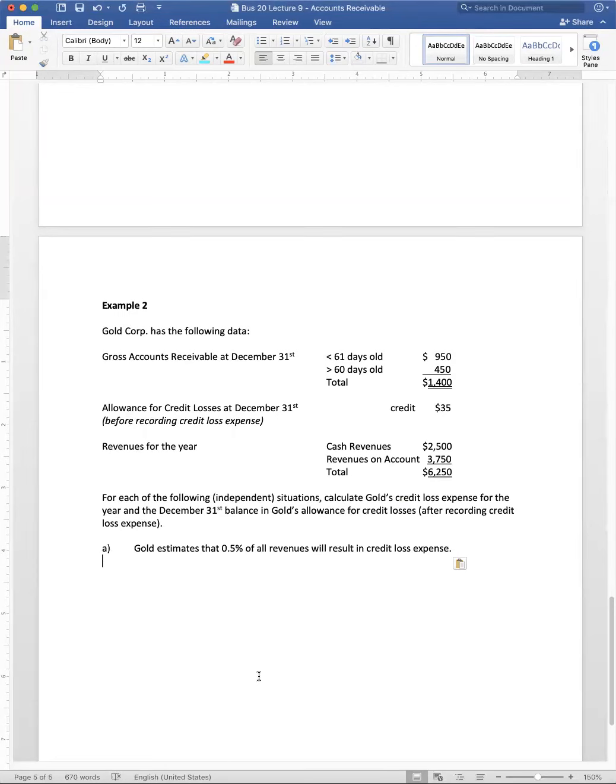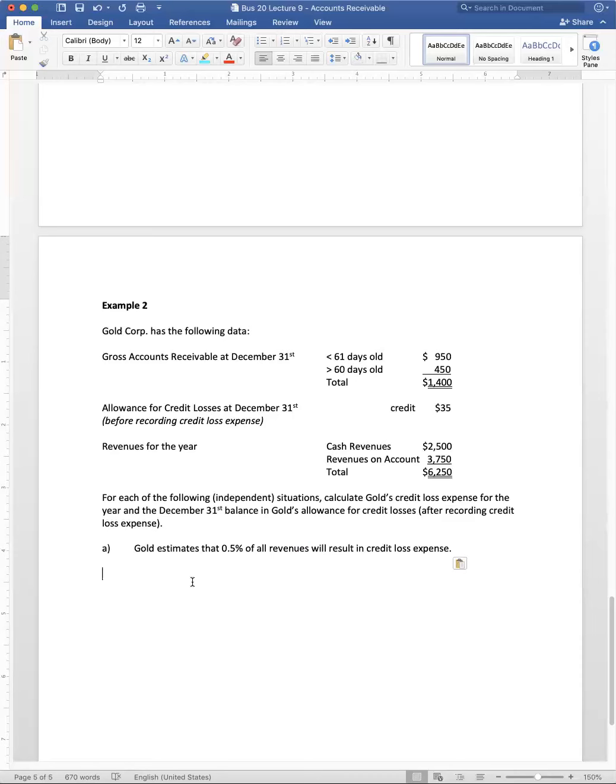When you get a receivables question, whether it's in the homework, on the test, or anywhere else, the first thing you need to do is determine which method they are using. Are they using percentage of receivables or percentage of revenues? In this question, it's pretty clear that they're using percentage of revenues, because it says right here, 0.5% of all revenues. Hopefully that was pretty easy to figure out.